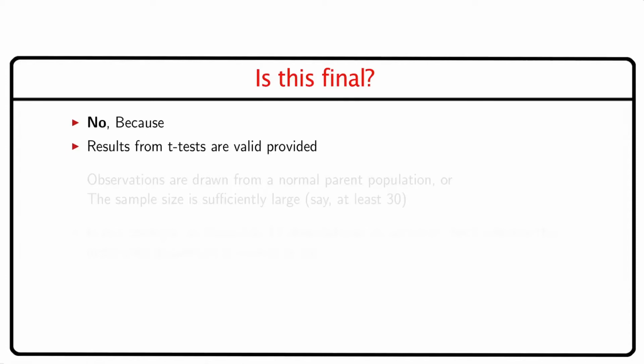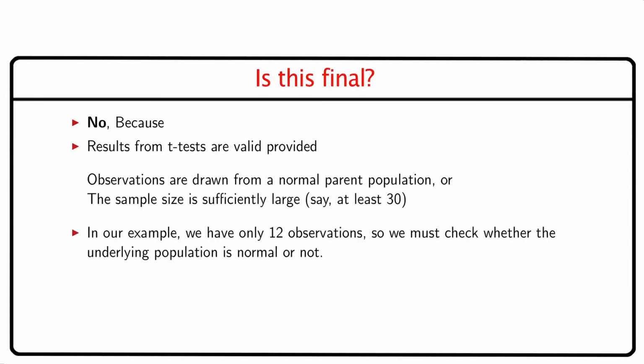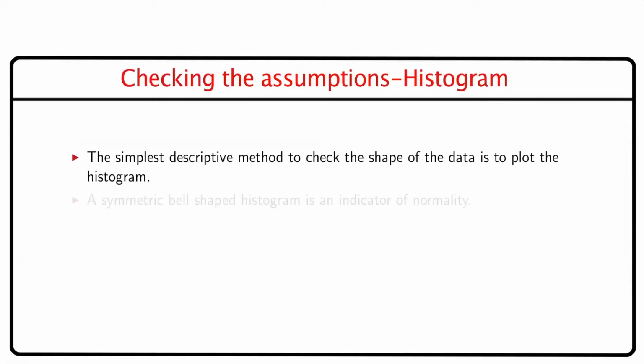Actually, these t-tests are valid provided observations are drawn from a normal parent population or the sample size is sufficiently large, say at least 30. In our example, we have only 12 observations, so we must check whether the underlying population is normal or not. What do we do? We use some simple descriptive techniques. For example, we use a histogram.